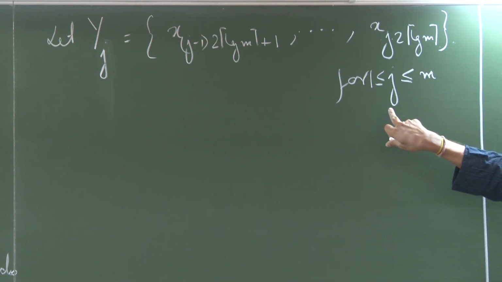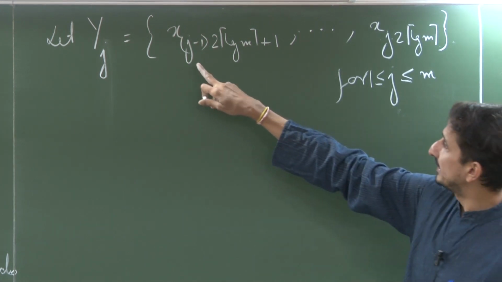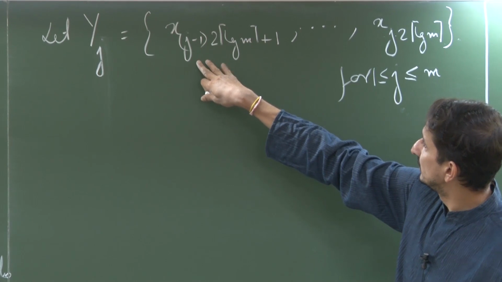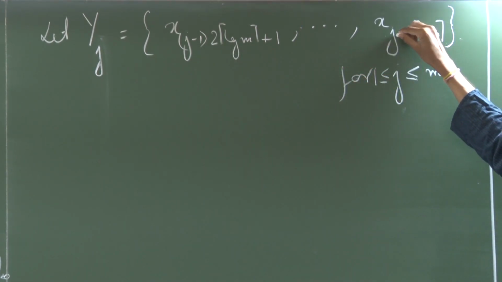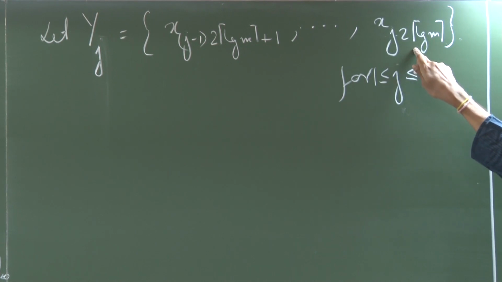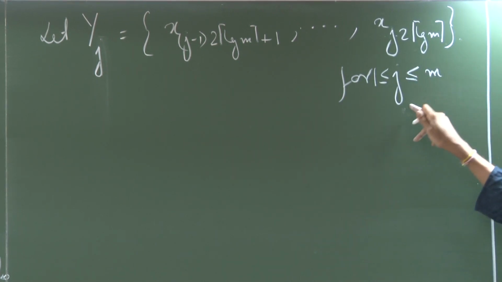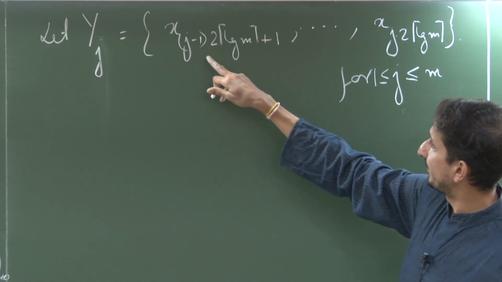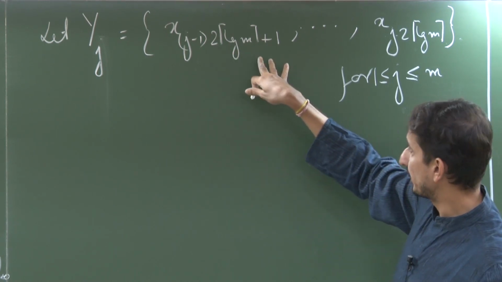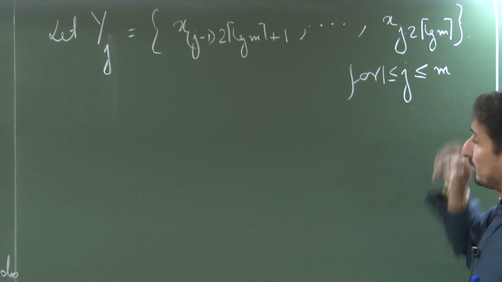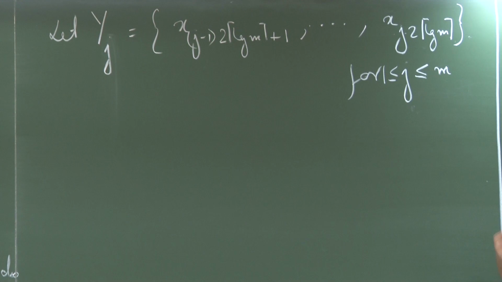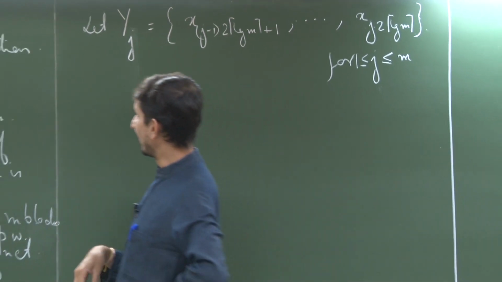So, take j equal to 1. When j is equal to 1, this is 0. So, it starts at x 1 and goes up to x 2 log m, right. When j equal to 2, it starts at 2 log m plus 1 and goes up to 4 log m and so on, and when j is equal to m, it goes up to m log m, correct. Okay, so, these are each of my yj's.